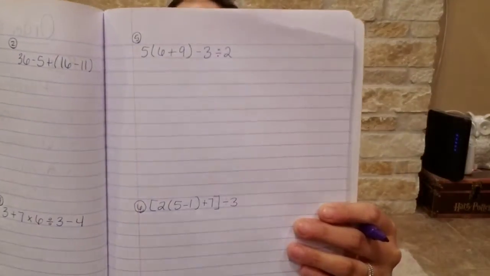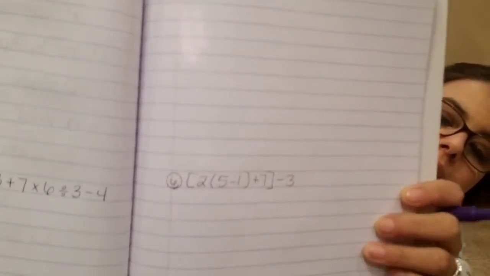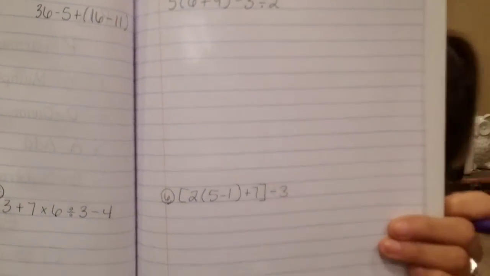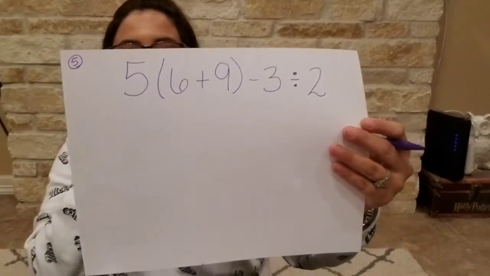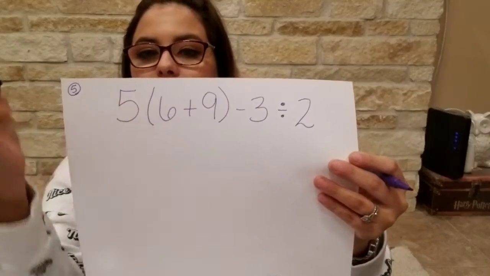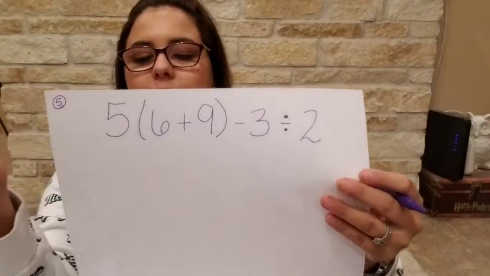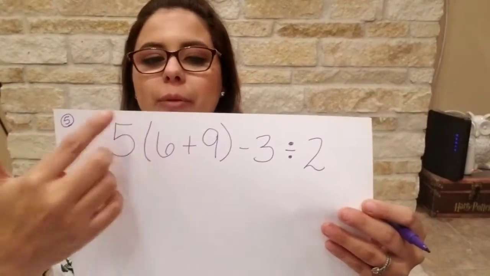Number 5 and number 6 are going to be on the side here. They're just going to be slightly different, so make sure you copy those carefully. If not, I'm going to show them to you up here. This is going to be number 5. You'll notice that right here, I don't have a symbol between the 5 and the parentheses. I'm going to explain to you what that means when we get to that part.